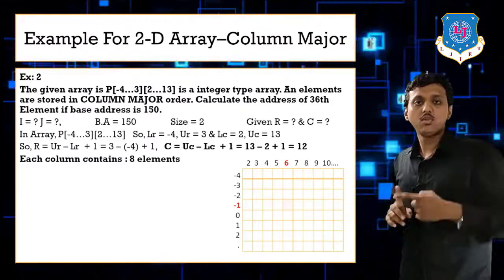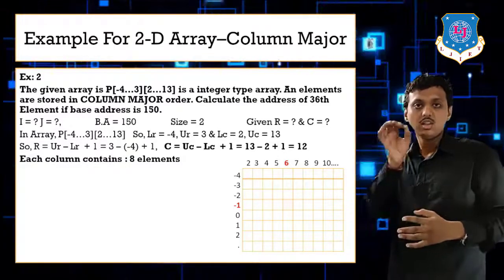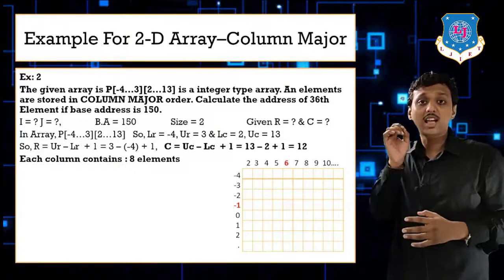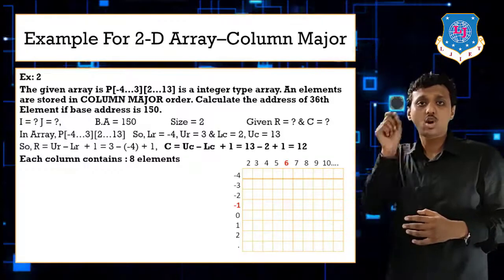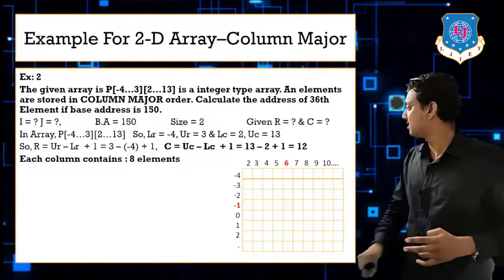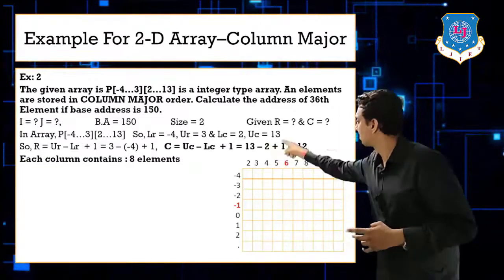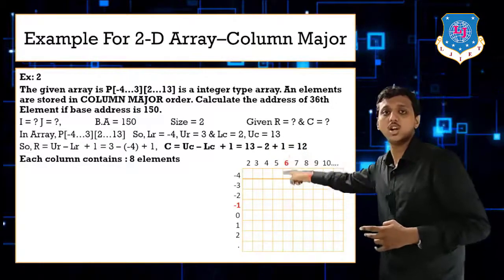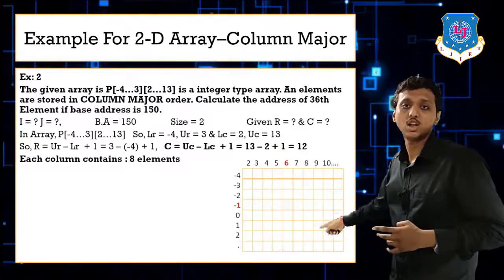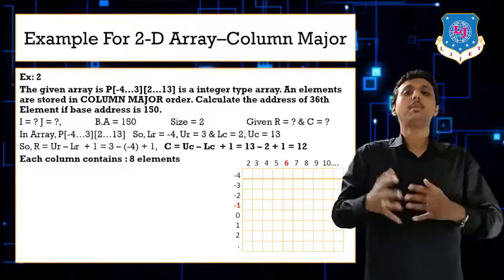Okay, we have 8 rows and 12 columns. Now the question coming to your mind is: in which fashion are the elements stored, column major or row major? Column major, right? That means the first element should be over here, then it goes like this: first column, then second column, then third column, and then fourth column. So the data elements will be inserted column-wise.